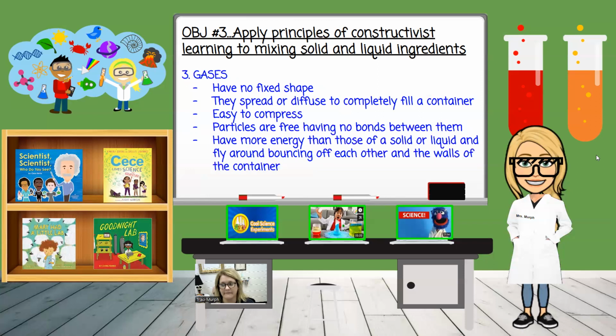And the third property of matter is gases. Gases have no fixed shape. They spread or diffuse to completely fill a container, and they are easily compressed. Their particles are free, having no bonds between them. They have much more energy than those of solid or liquid and fly around, bouncing off of each other and the walls of their container.